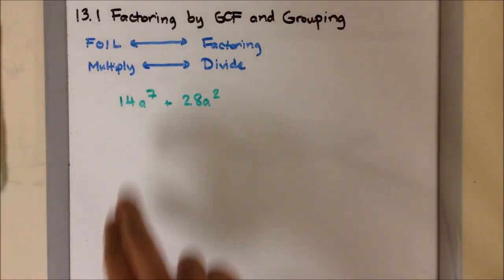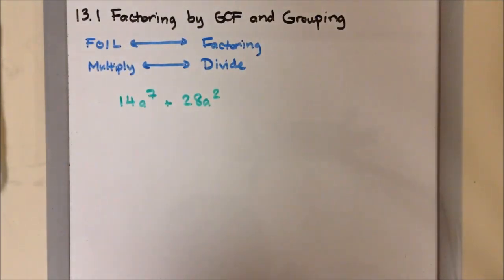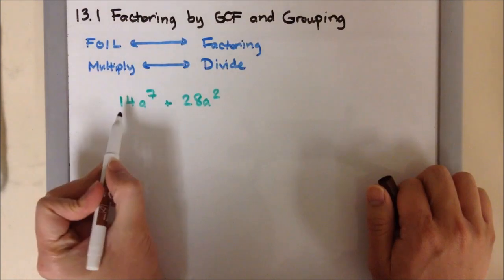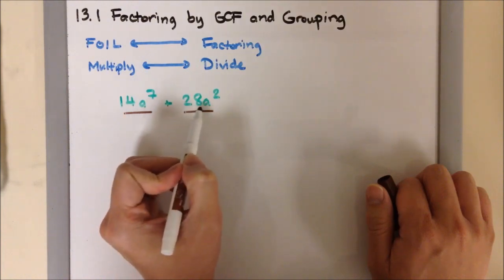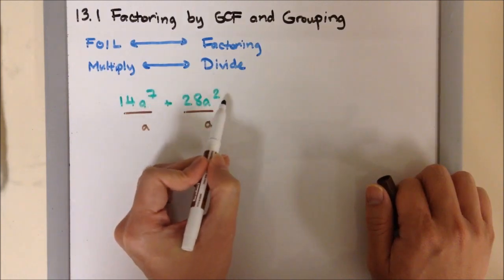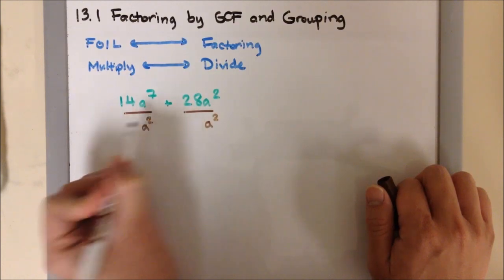In this example, we have 14a to the 7th power plus 28a to the 2nd power. So you look at both terms, they both have a's with exponents, and we look at the numbers also, the coefficients. So let's take a look at what we can do to simplify. If we look at the variable, they both can be divided by a. Since they both have the exponent, then we usually use the smallest exponent, which is the 2nd power. So we're going to divide both terms by a squared.